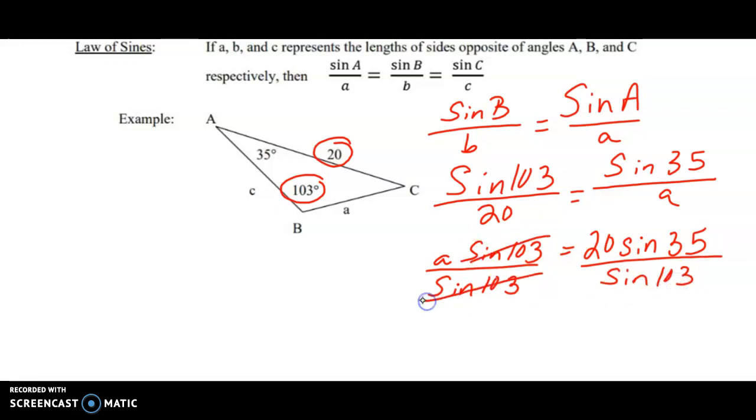These will cancel out because the sine of 103, well, that's just a number. And then you punch this in your calculator. So I'm going to punch that in, 20 times the sine of 35. And then make sure you close your parenthesis behind the 35, and then divide that by the sine of 103. And what you get is 11.773. So we're going to just round to 2 decimal places today, 11.77.